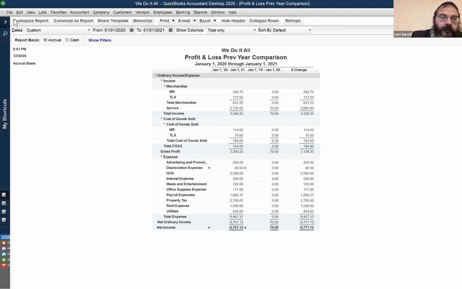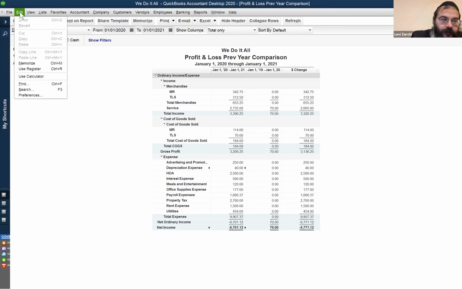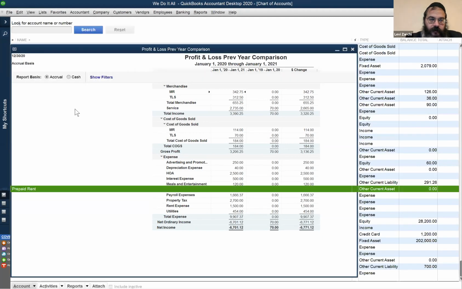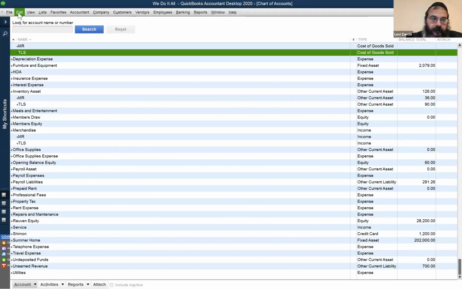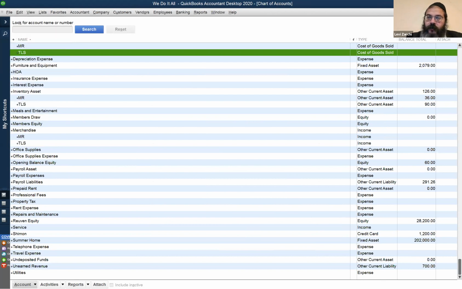Okay, so we have here the menu. We had gone through File. We went through many of the options over here. We briefly went through Edit. Edit is obviously preferences, and the steps here are that you can edit accounts if you're in the chart of accounts. In the chart of accounts, you could edit the account. You can also edit the preferences depending on which window you're in.